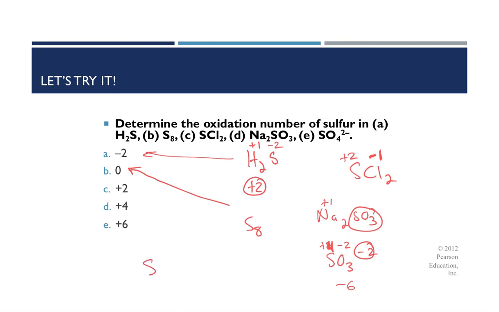And last but not least, SO4 2-. Oxygens are always -2, so this would be an overall -8. So what do I need to add to the -8 to get an overall charge of -2? It's got to be +6. All right, so that's what you need to know about assigning oxidation numbers.